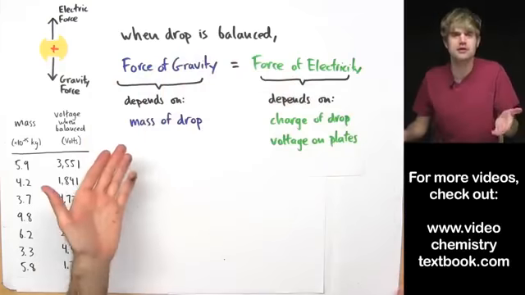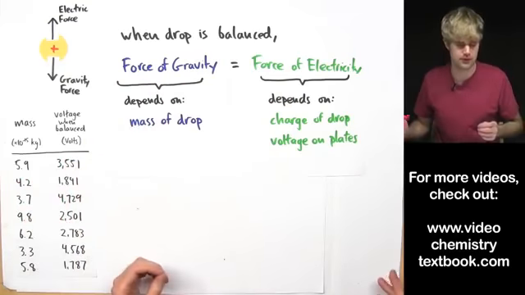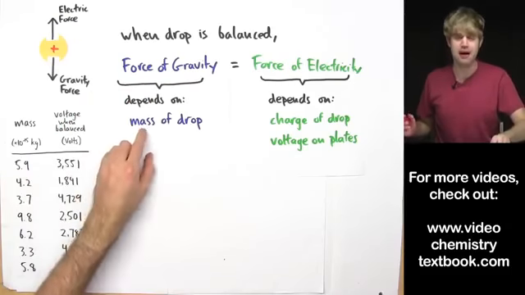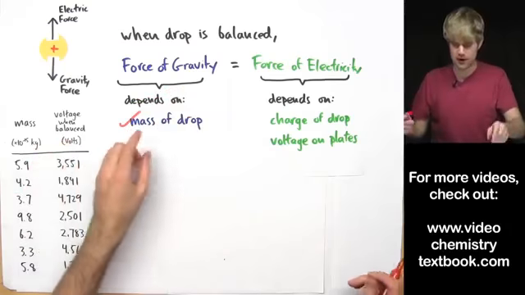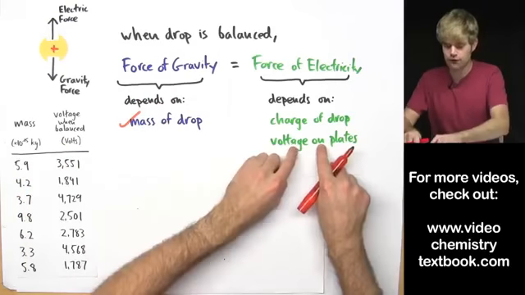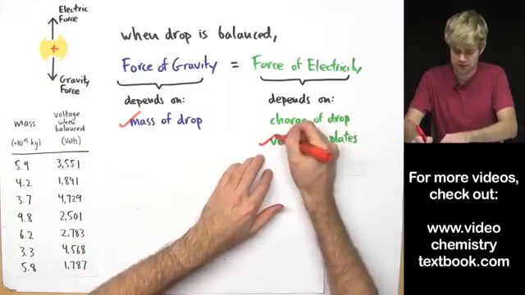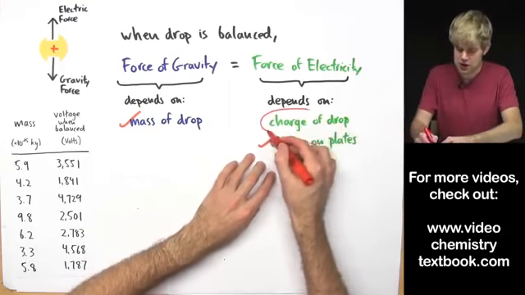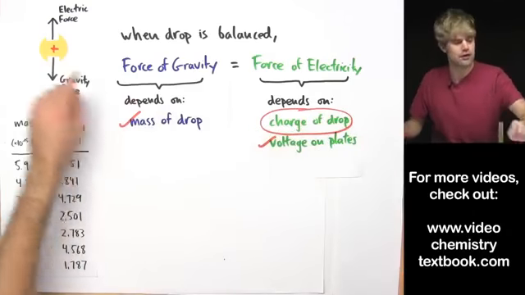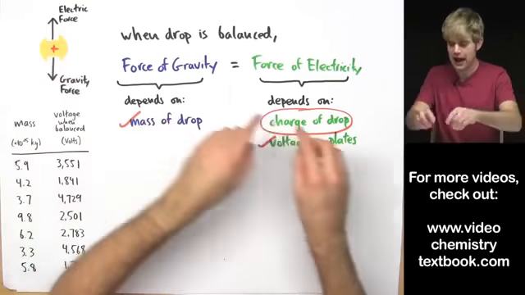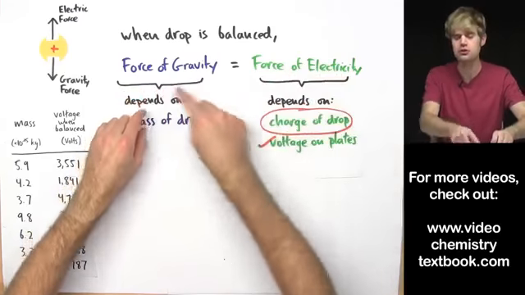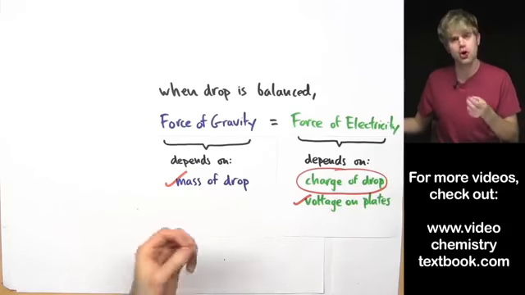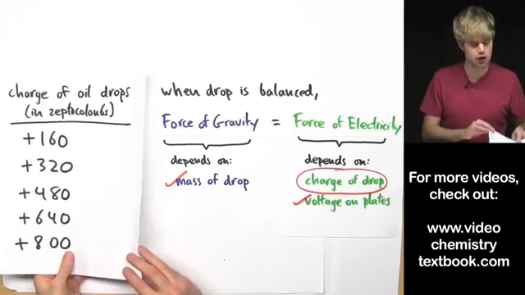So in other words, this is an equation that you can solve for one of the variables. Now, for each drop, they know its mass. So this is a variable that they know. For each drop, they know the voltage that's required to balance it. So they know this. And because this is an equation, they can solve for the charge of each drop because they know this, and they know this, and they know that these two things equal each other. Using this equation, they're able to determine the charge on each drop.